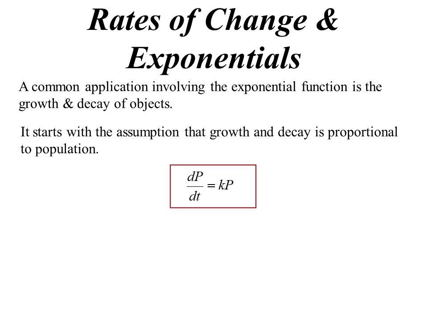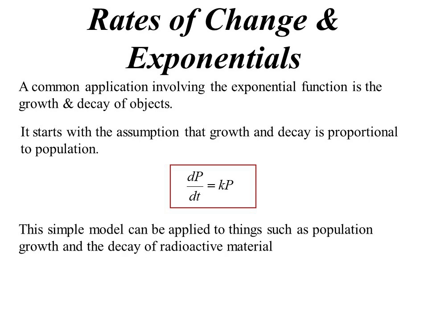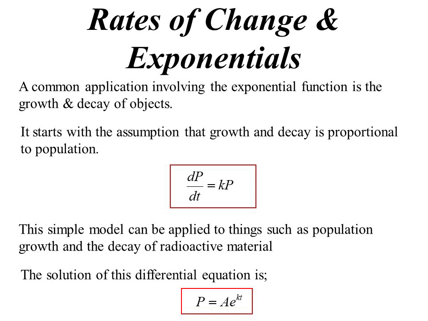So in other words, the rate of change of population with respect to time would be some constant times the population. It's directly proportional. Now that is, as I say, a very simple model of growth and decay. Also, radioactive material, that also has this exponential growth and decay idea. The solution to this particular differential equation would be something like this. So P would equal some constant times e to the kt. Now once we've looked at integration, we can go and prove that.